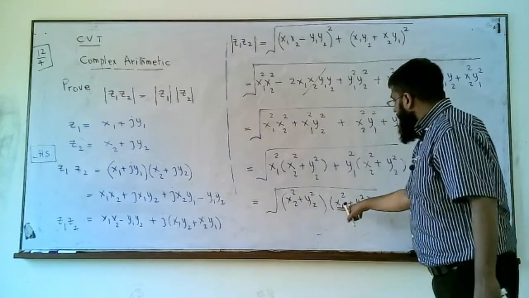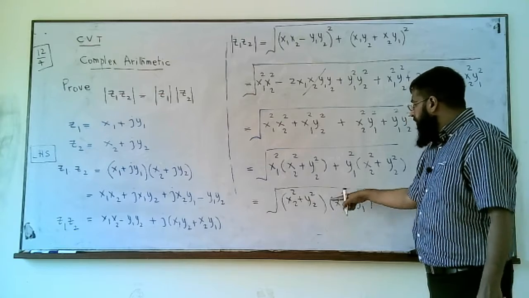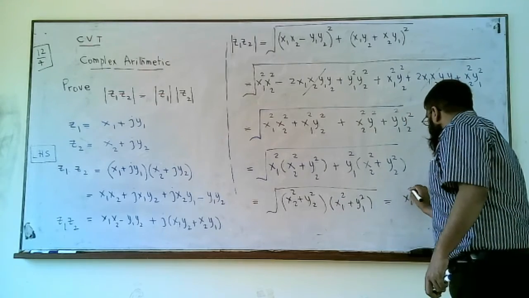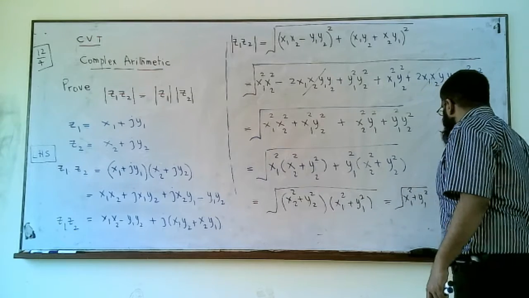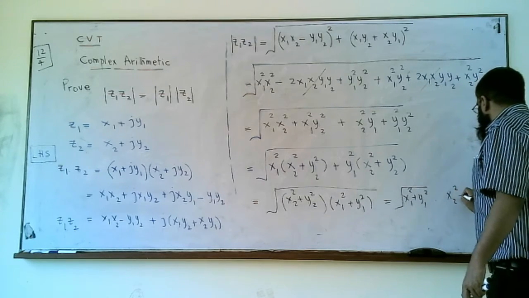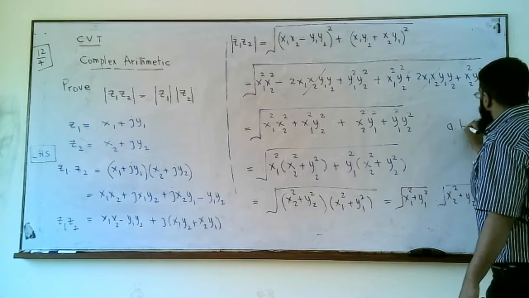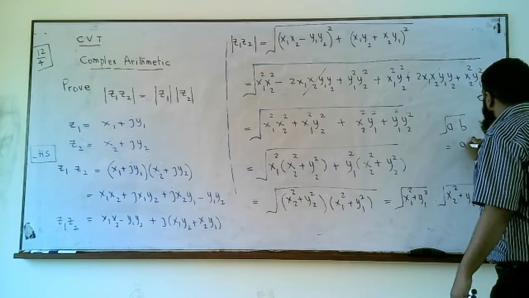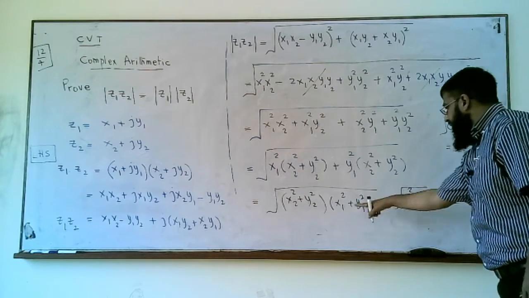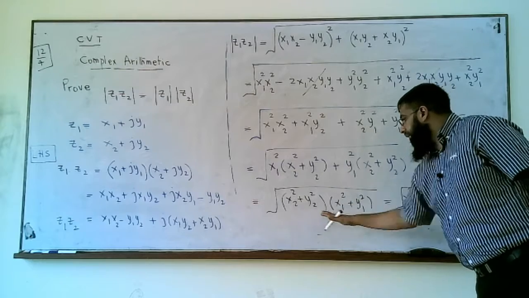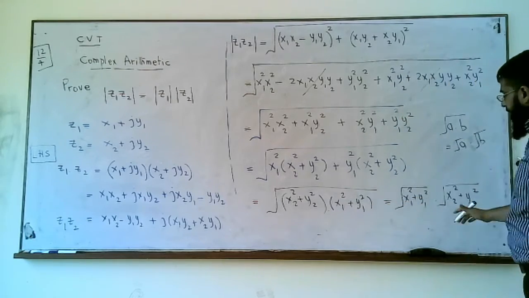Right. And this square root can also be written as the square root of x1 squared plus y1 squared, times the square root of x2 squared plus y2 squared, because for a times b, the square root of a times b we can write as the square root of a times the square root of b. So this is what we've done here. These two are being multiplied, this a, this b, the whole square root. This means the square root of a times the square root of b, right?